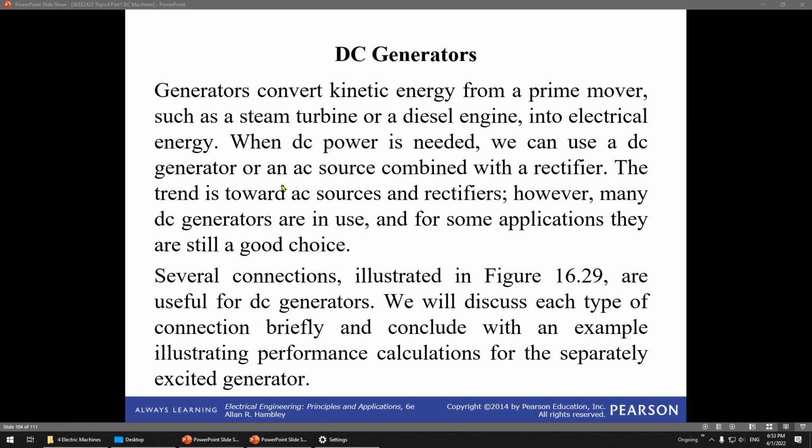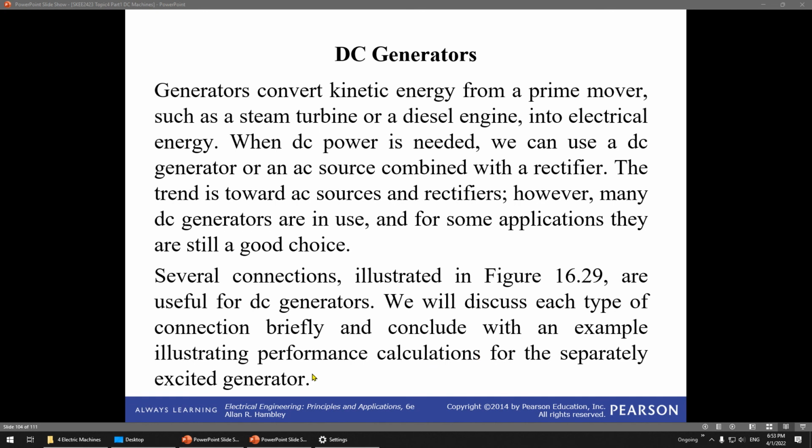Rectify is basically changing AC to DC. But sometimes the DC generator has its application. Several connections illustrated in figure 29 are useful for DC generation. For the DC generator, we will discuss each of the connections briefly and conclude with the example illustrated for performance calculation.